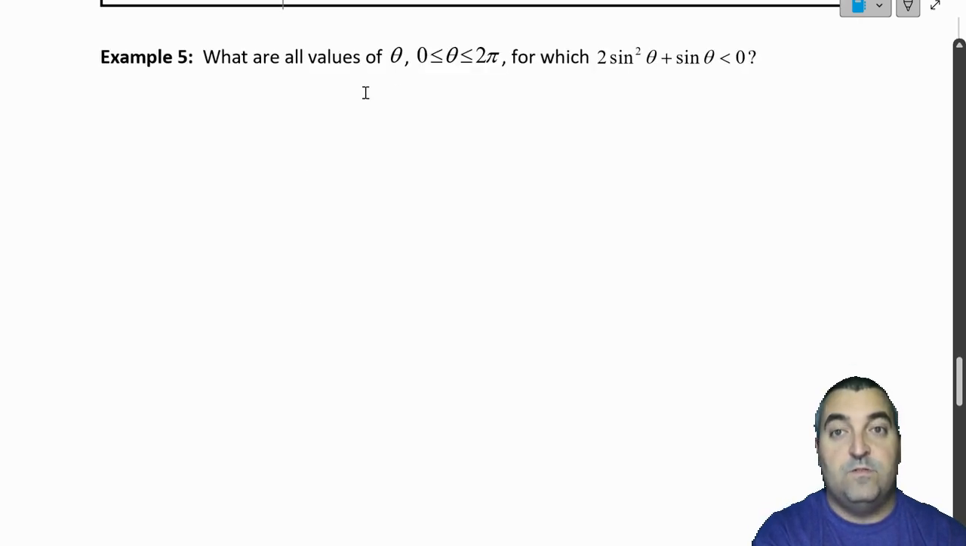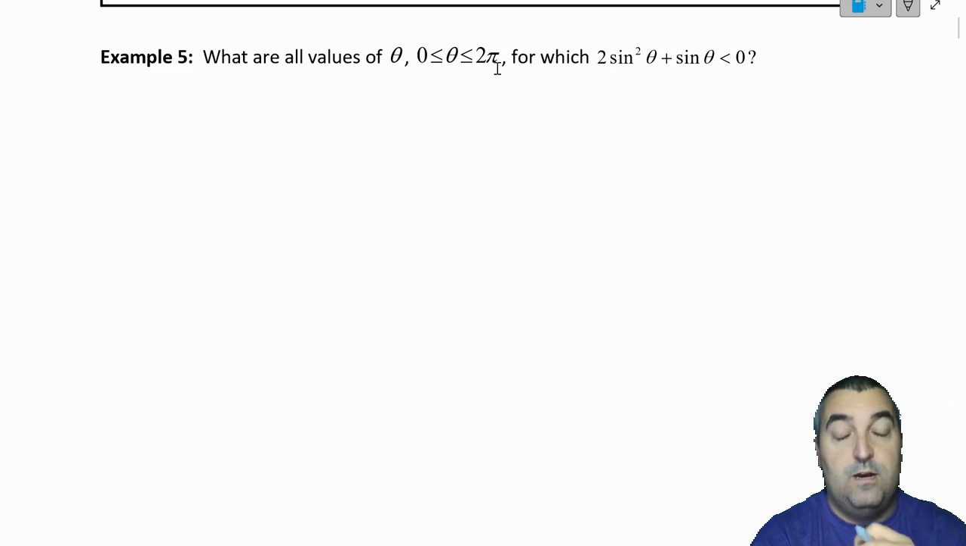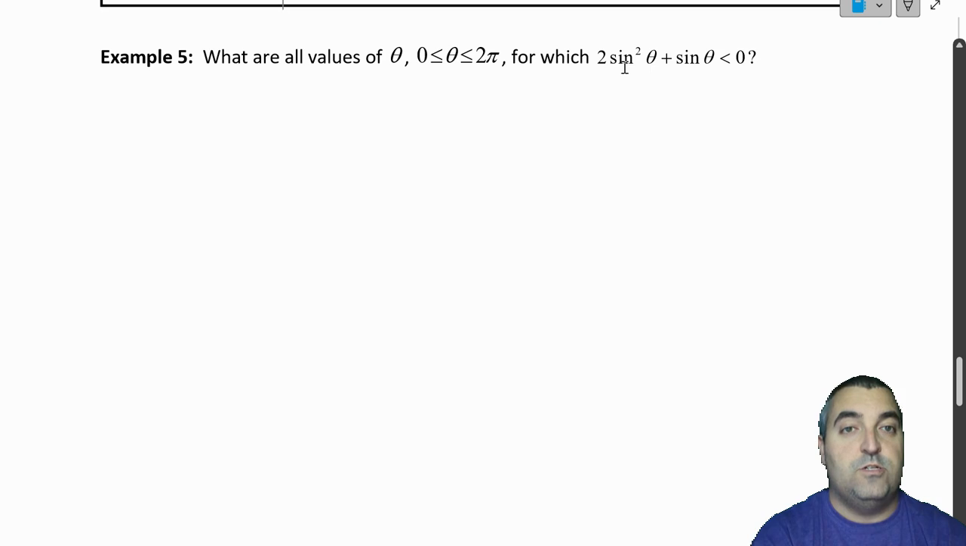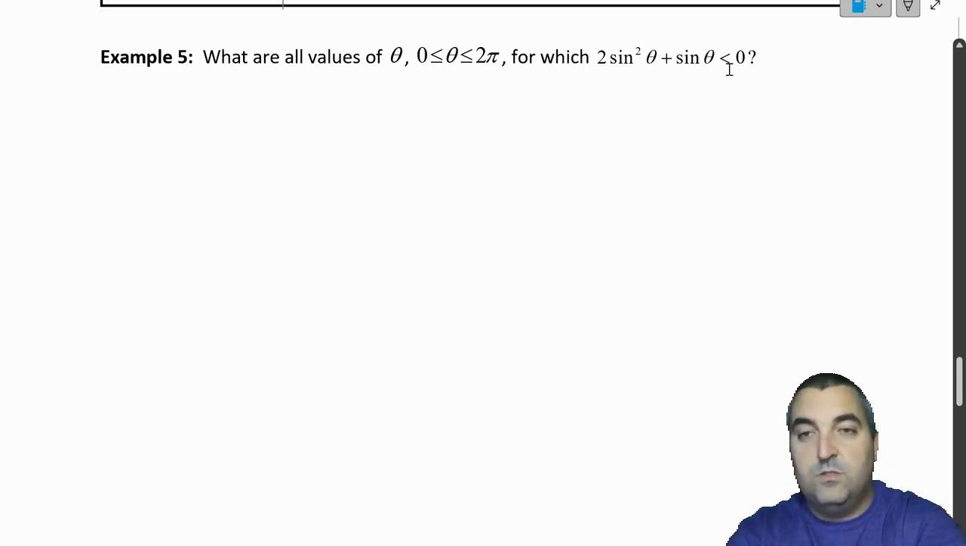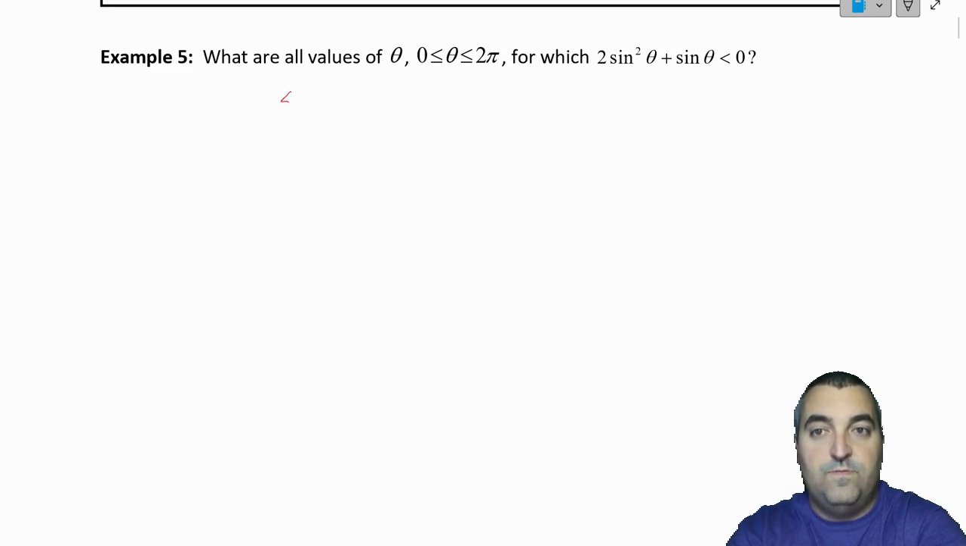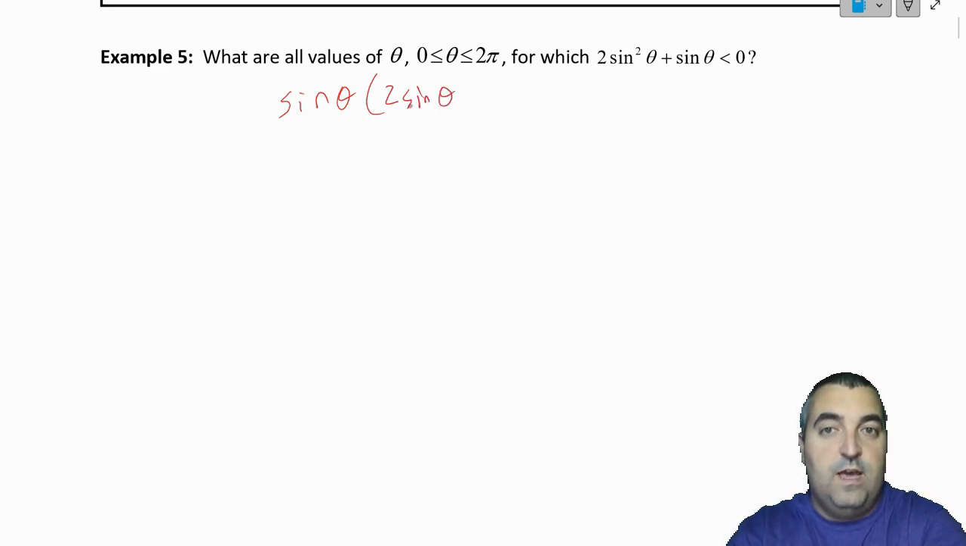So let's do an example. So here it says, what are the values for theta, 0 to 2 pi. So right there, I know I'm putting 0 and 2 pi on my number line. And here it says, for which 2 sine squared theta plus sine theta is less than 0. So right there, compared to 0, that's good. So now we're going to solve this. So to solve this, I need to factor out a sine. So I get sine of theta and 2 sine theta plus 1.